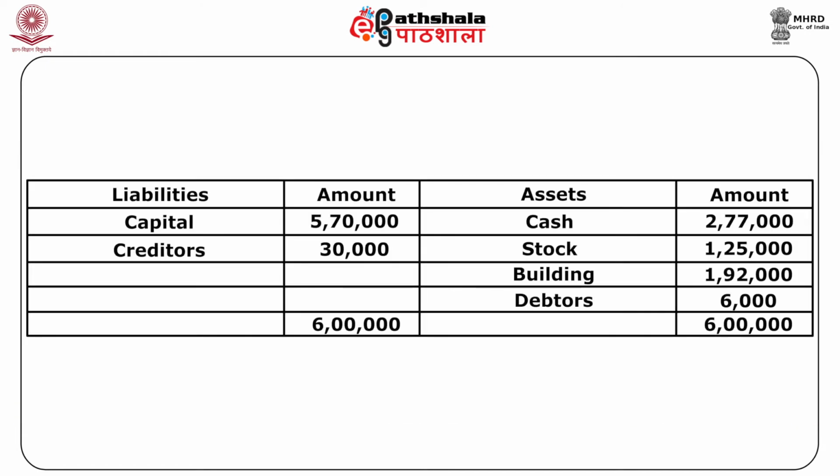Now let's come to the balance sheet, where on the liability side we have capital of rupees 5,70,000 and creditors of 30,000, which will total up to rupees 6 lakh. On the asset side, we have cash of rupees 2,77,000, stock of 1,25,000, building 1,92,000, debtors of 6,000, which will give a total of 6 lakh.